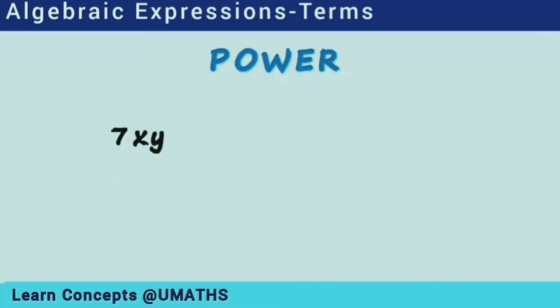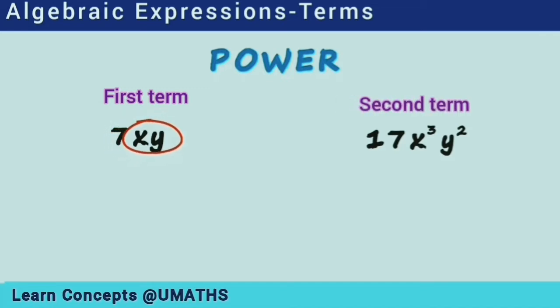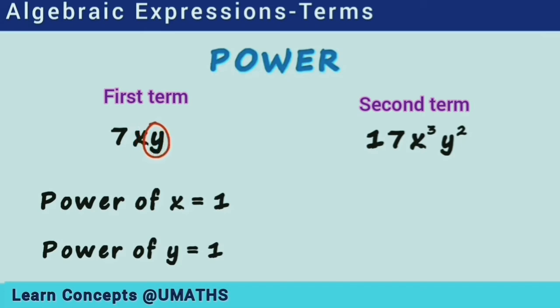Let us consider two different terms. The first term is 7xy and the second term is 17x cube y square. Observe the first term, it has two variables x and y. What is the power of each of these variables? We know that when power is not mentioned, that means its power is 1. Right students? So the power of x is 1 and the power of y is also 1.